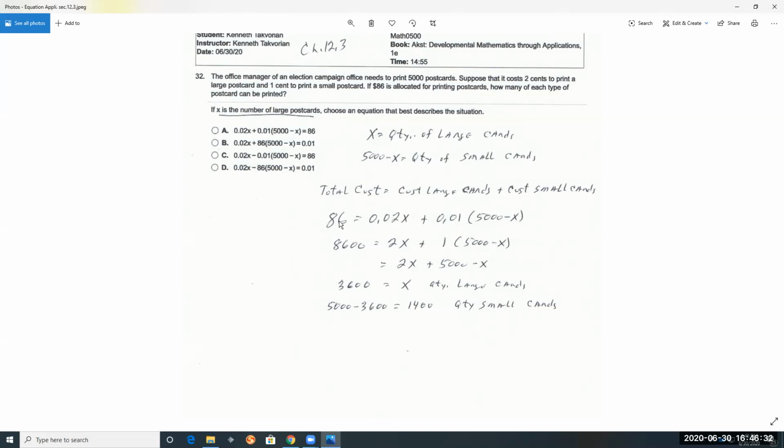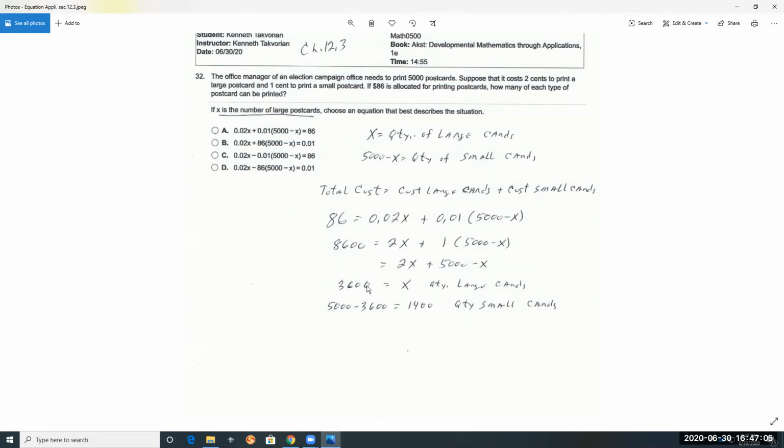100 times 86 is 8600. 100 times 0.02x is 2x. It's 100 times this term, not 100 times each piece. So 100 times 0.01 is 1 times the remaining part, 5,000 minus x, which then simplifies to 2x plus 5,000 minus x. Combine the like terms on the right, that gives me x. I move the 5,000 to the left, that gives me 3,600.